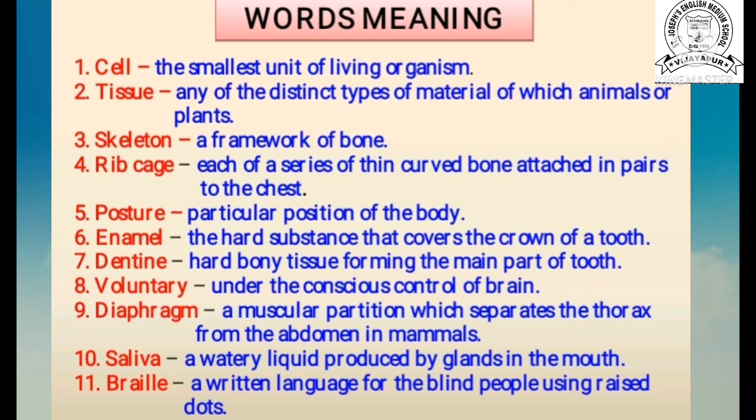Now the 11th one is braille, a written language for blind people using raised dots. Braille is the language which is used by blind people. Blind means what? The people who can't see. So they can't read, and those people use Braille letters or Braille language because there are raised dots. By using their hands, they can recognize the words. So these are the 11 words' meanings.